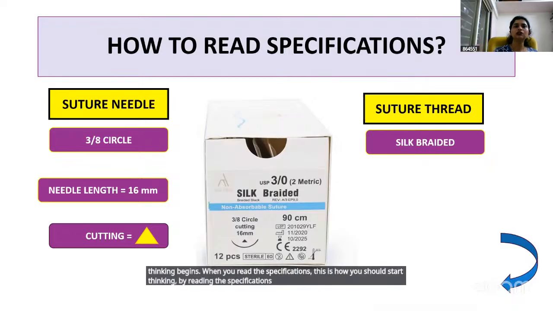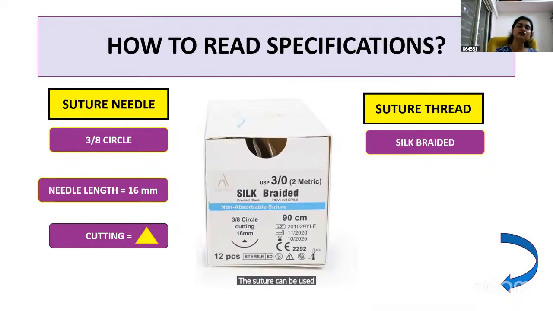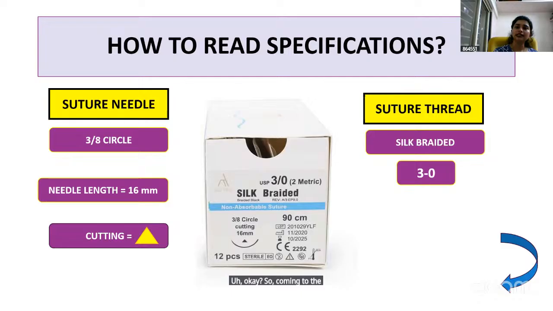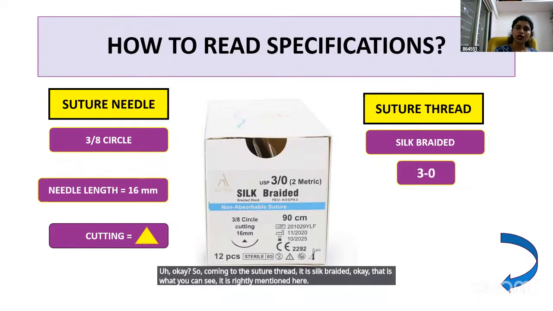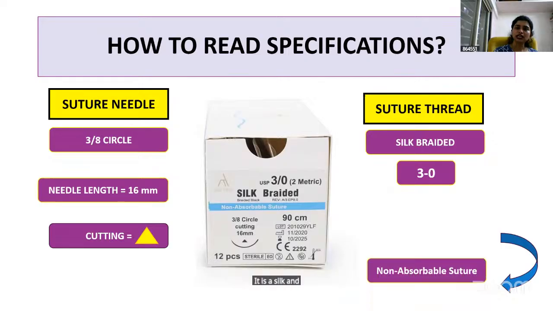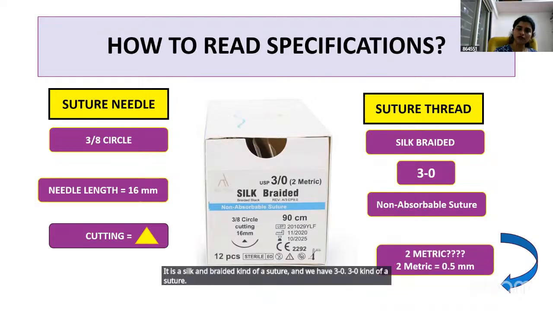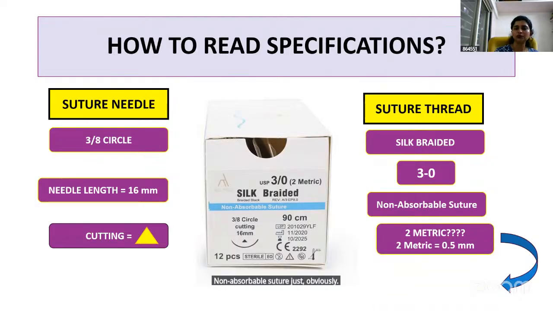Okay, where the suture can be used. Just merely reading the specifications, you should know the execution of the suture. So coming to the suture thread, it is silk braided. That is what you can see. It is rightly mentioned here. It is a silk and braided kind of a suture. Then we have 3/0 kind of a suture, non-absorbable suture, which obviously, it is a silk suture, so it has to be non-absorbable.